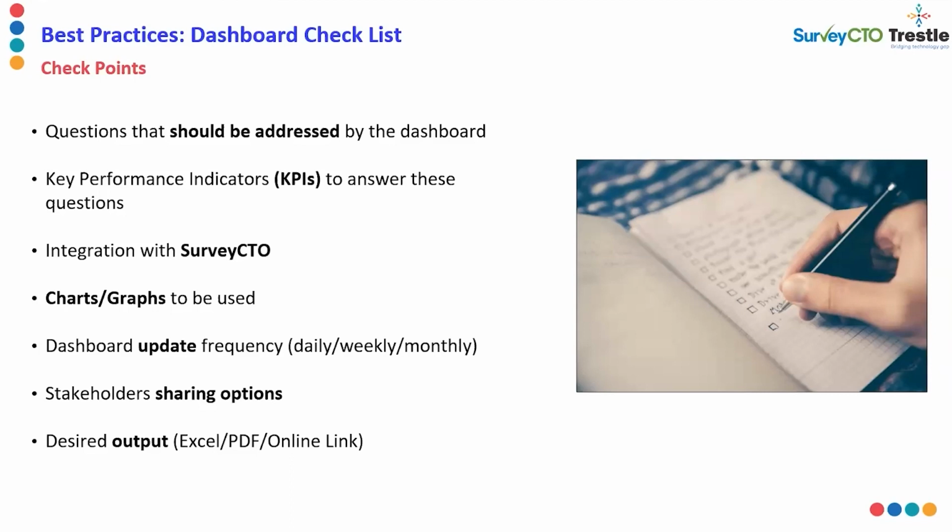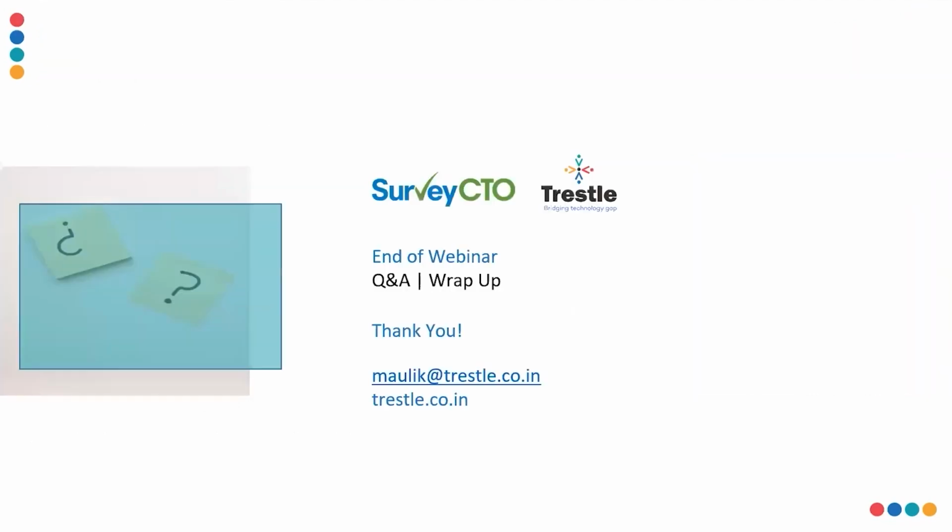Then what are the KPIs that are required to answer those questions, and how easily you can integrate with SurveyCTO, which different charts and graphs I need to use, and how you can update the dashboard, whether it's daily, weekly, or monthly, and how you can share the dashboard with different stakeholders. And lastly, what is the desired output, whether you want Excel, PDF, or an online link. So this was the overall checklist that is very important.